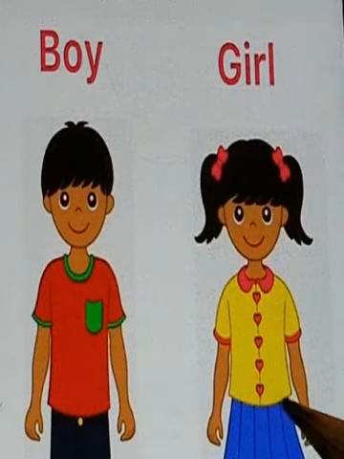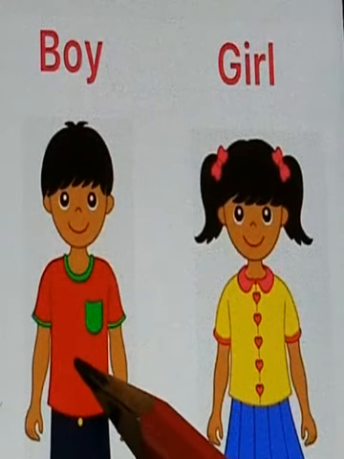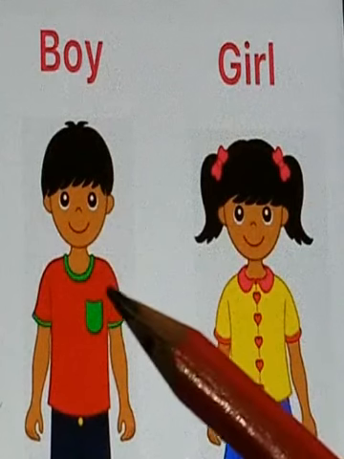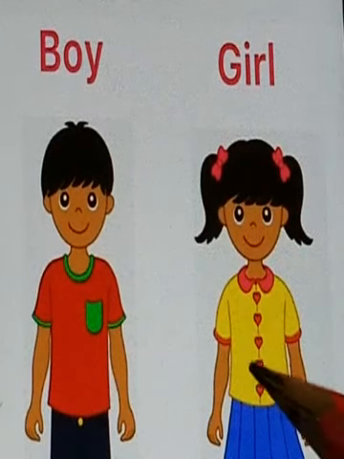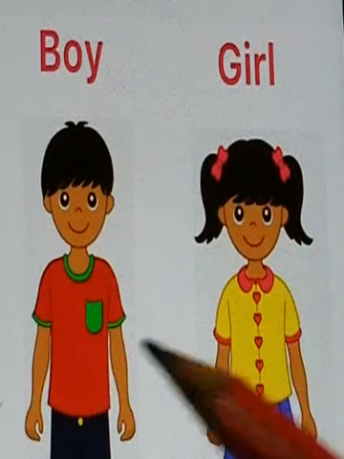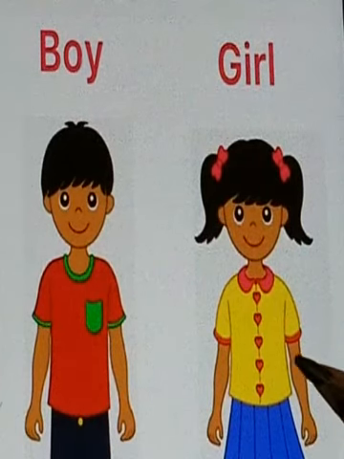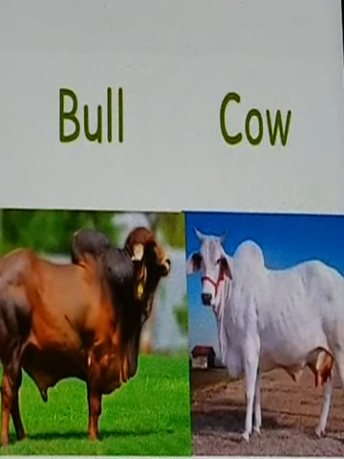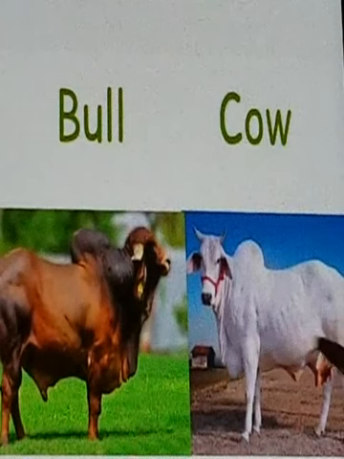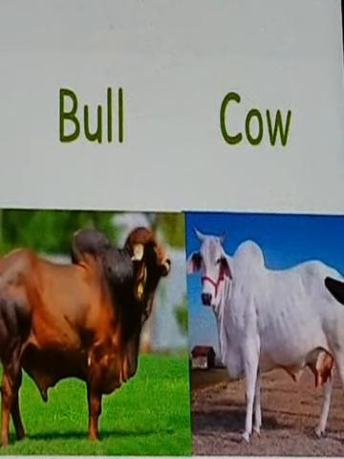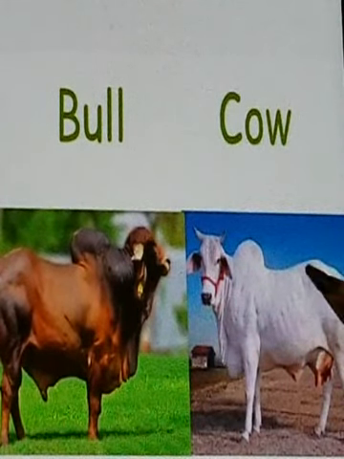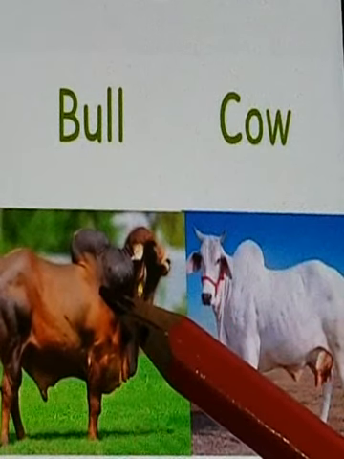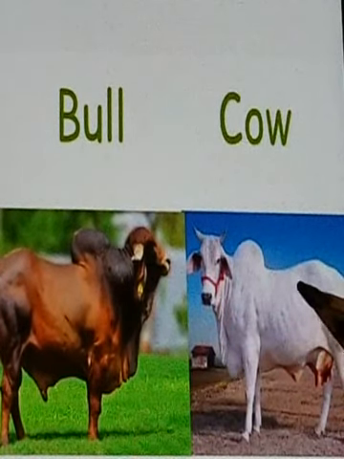Boy, girl. Boy is a masculine noun. Girl is a feminine noun. Now these are animal gender. Bull, cow. Bull is a masculine noun and cow is a feminine noun.